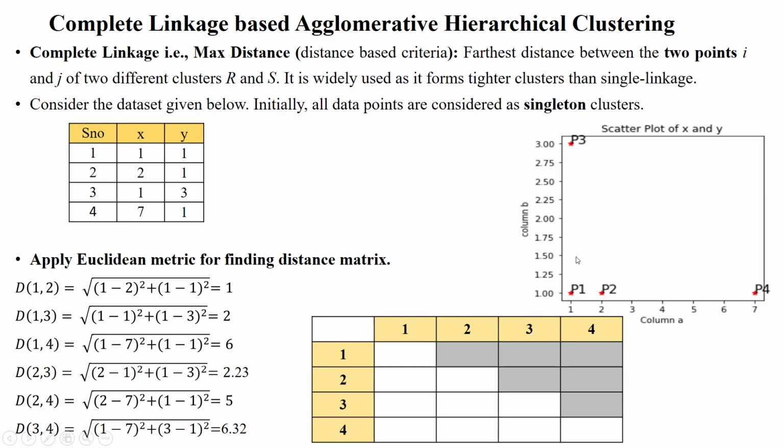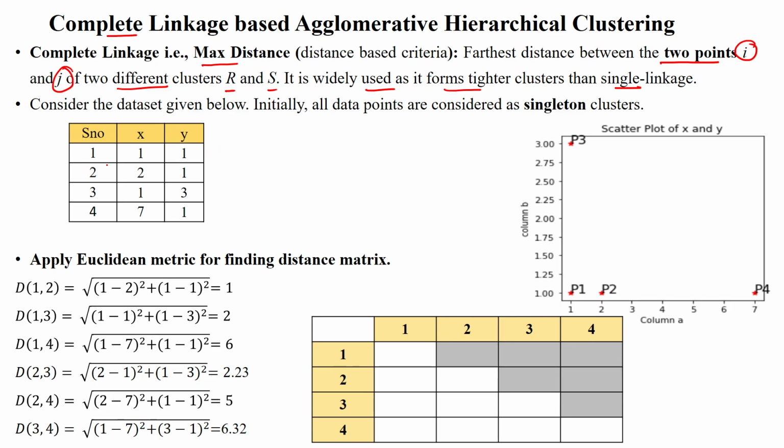This is based upon the complete linkage metric. Complete linkage means it will use the maximum distance between the two data points i and j, which belong to two different clusters, cluster 1 and cluster 2. This is the method widely used to form tighter clusters than single linkage metric based clusters.